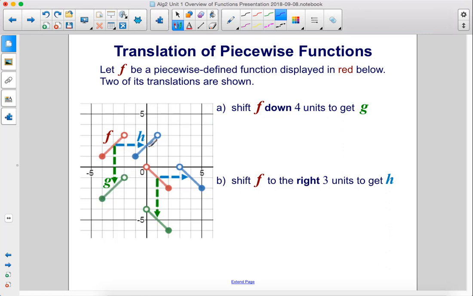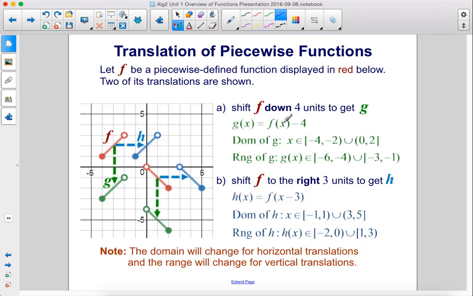Shift f to the right 3 units to get h. So we would move this little segment to the right 3 units, and we'd move this little segment to the right 3 units as well. So we have g of x equals f of x minus 4 because we're shifting it down. The domain is the same as it was before because we're just shifting it down. We're not changing the x values. But however, the range has changed.